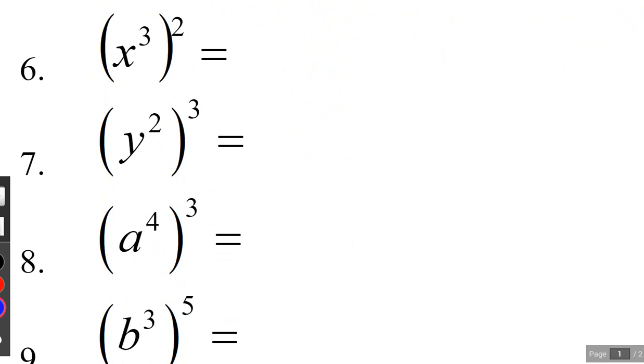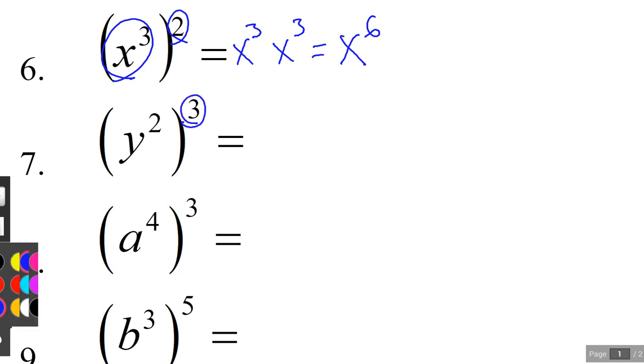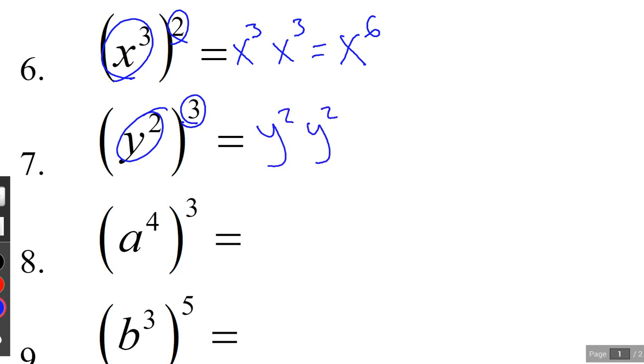Here's another little pattern we're going to look for. X to the third twice. X to the third times x to the third. Well, we just discovered that you just add the exponents when you're multiplying and the bases are the same. So that's x to the sixth. I have 3 of these multiplied together. So that's y to the second times y to the second times y to the second, which is y to the sixth.